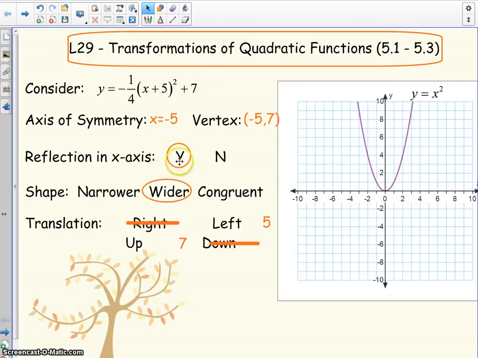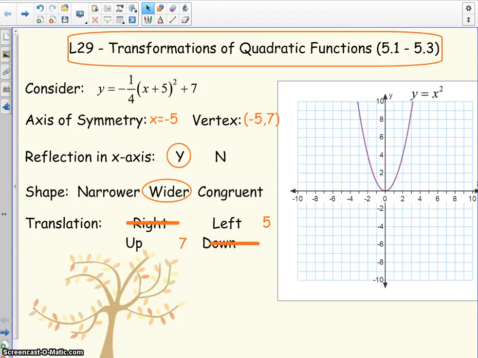This was reflected in the x-axis, and you might be able to see that by looking at the negative value out in front here. This was indeed wider, and I'll explain why in a sec, but hopefully you saw that pattern as well. And in terms of translation, if you're looking at the vertex, our vertex on y equals x squared is at 0, 0. Our new vertex is at negative 5, 7. So that vertex has moved left 5, up 7, along with the entire graph.